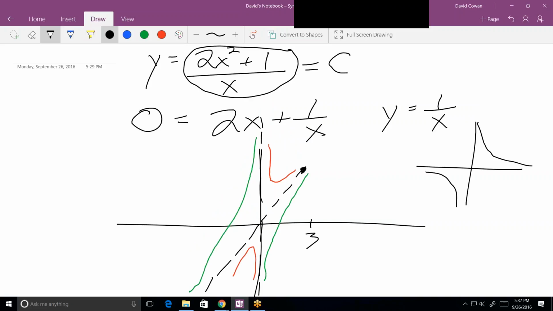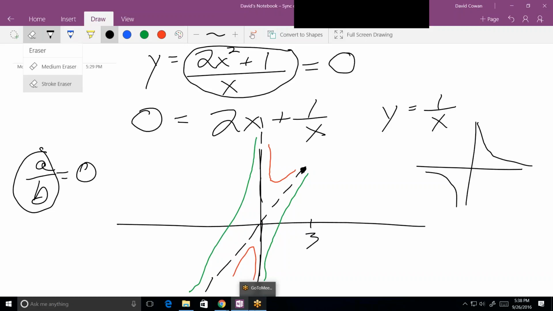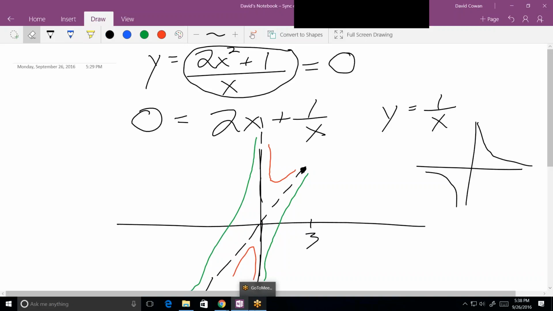If I try setting that equal to 0, first of all, if I tell you that a over b equals 0, there's only one way that's equal to 0, and that's if a is equal to 0. It doesn't matter what b is. If I give you a rational function, it's only equal to 0 if its numerator is equal to 0. So for this function to be equal to 0, the numerator has to be able to be equal to 0. The 2x squared plus 1, can that ever be 0?